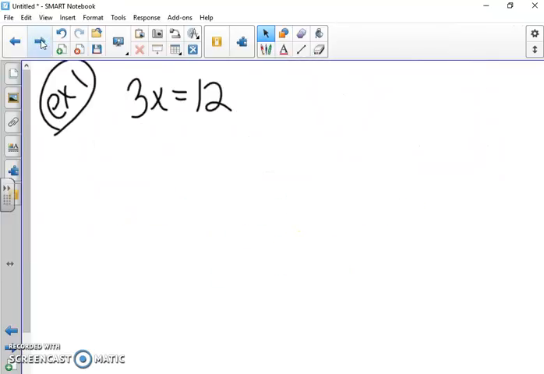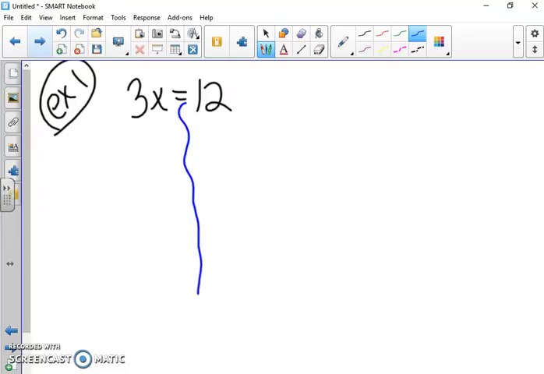So for number 1, draw your river, just like we did for the adding and subtracting. We find our variable, which is x. And then this is 3 times x. Remember, if there's not an operation, then that means it's multiplication. So 3 times x. So we want x by itself. So the opposite of multiplying by 3 is dividing by 3.